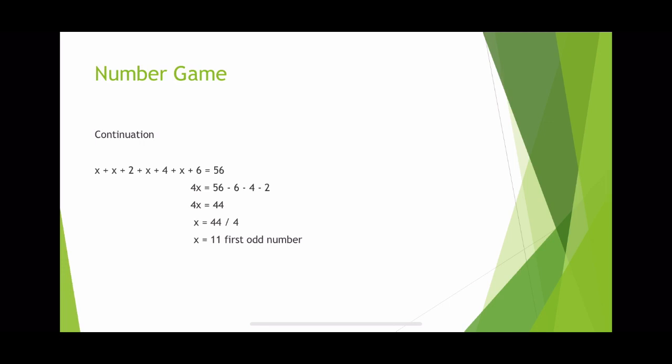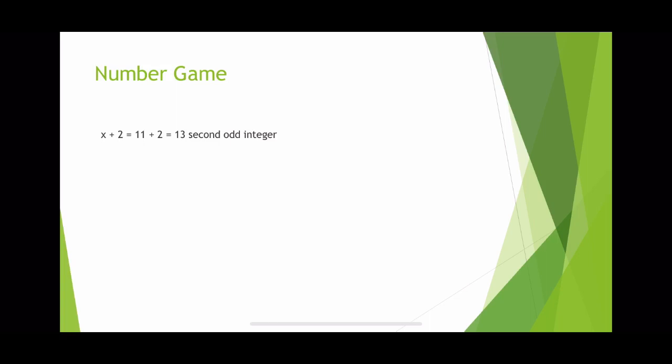Now that we know the value of x, we can substitute it into our second integer, which is x plus 2. Substituting the value of x, which is 11, 11 plus 2 is equal to 13 for our second odd integer. For our third odd integer, x plus 4 is equal to 11 plus 4, which is 15. And x plus 6 is equal to 11 plus 6, which is 17 for our fourth odd integer.